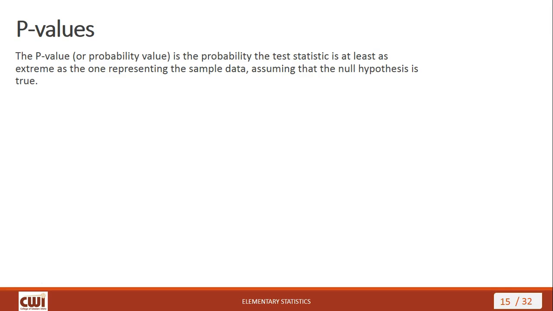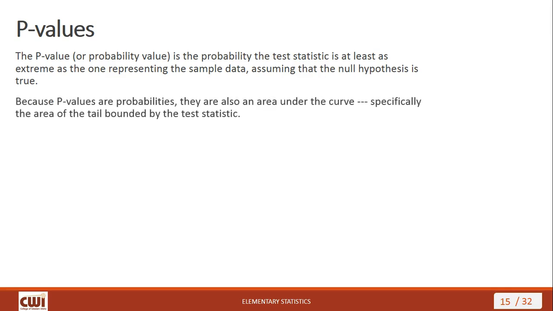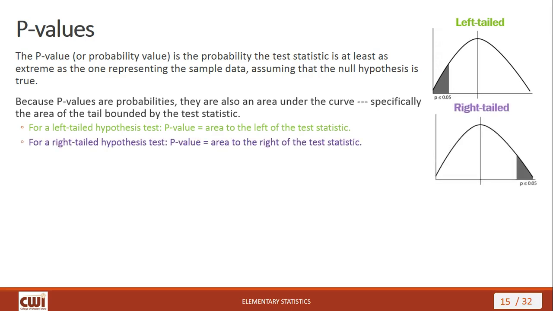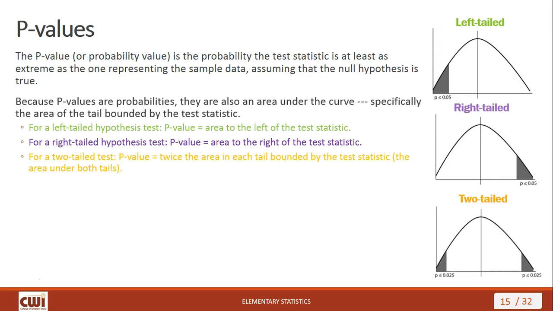What this basically comes out to be is, because it's a probability, this actually represents an area underneath the curve. Specifically, it's going to be the area of the tail bounded by the test statistic. So, if we have a left-tailed hypothesis test, the p-value will be the area to the left of the test statistic. If we have a right-tailed hypothesis test, the p-value will be the area to the right of the test statistic. If we have a two-tailed hypothesis test, the p-value will be the area under both tails of the distribution.